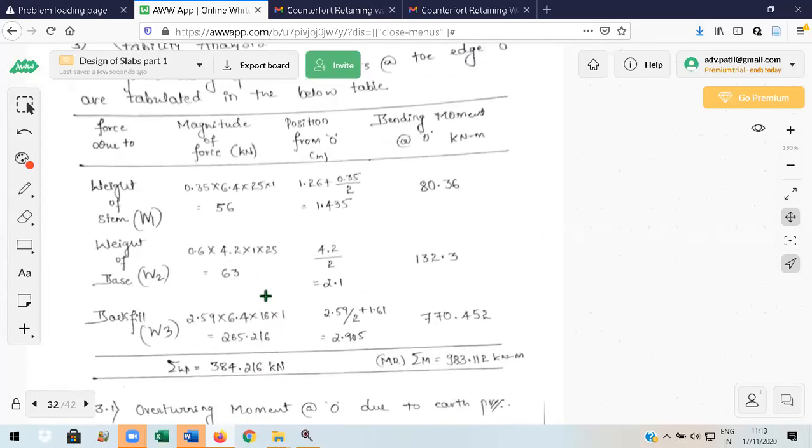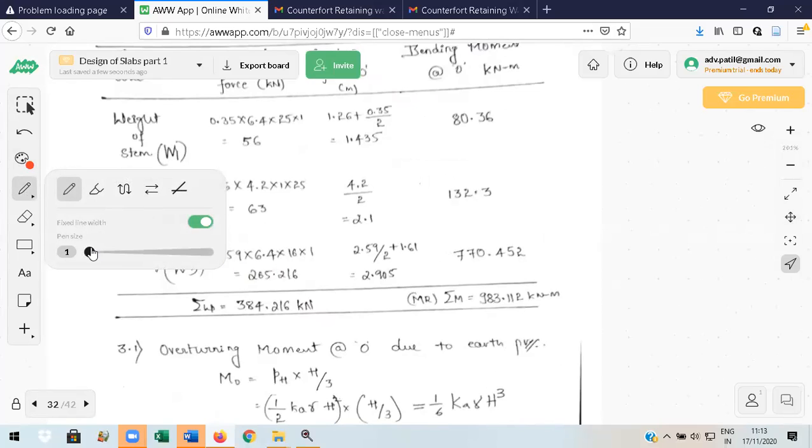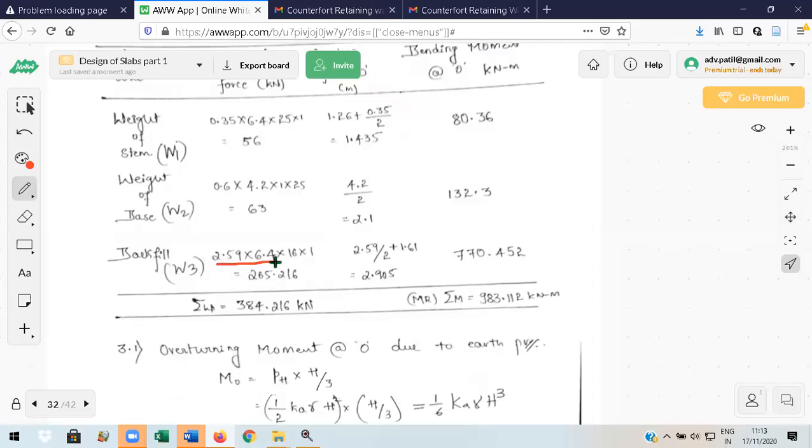Similarly, backfill W3. How to find the weight of the backfill? See whatever dimension is there above the heel, that rectangle should be taken for calculation of weight. So 2.59 into 6.4. This is a rectangle actually. So this rectangle is nothing but the heel, whatever heel is there. Okay, I'll show you that one. Into density into 1 meter length of the backfill. Backfill is of 1 meter length only you should take. Per meter length perpendicular to this plane, we have to measure.